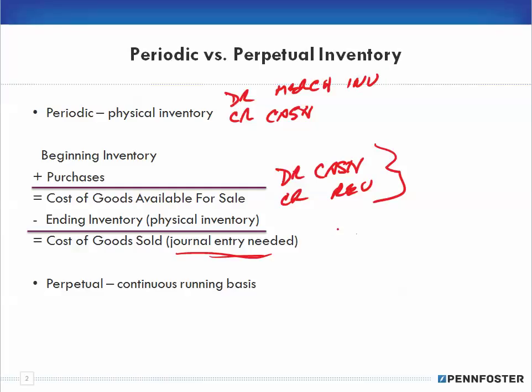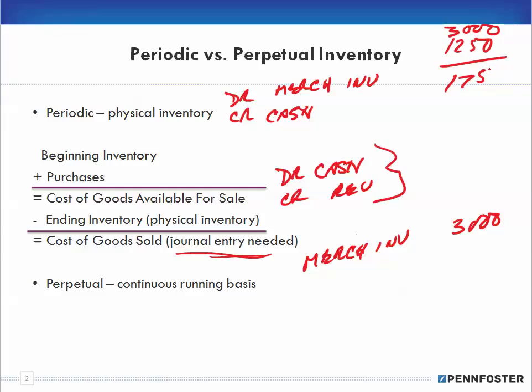If you're using periodic inventory, at the end of the accounting period, whatever the value of your physical inventory is, you take the merchandise inventory balance that you have on your books, and let's just say that's $3,000, and say your physical inventory comes out at 1,250. Okay, that means you sold $1,750 worth of stuff. So you have to make an adjusting entry to your merchandise inventory for that amount.